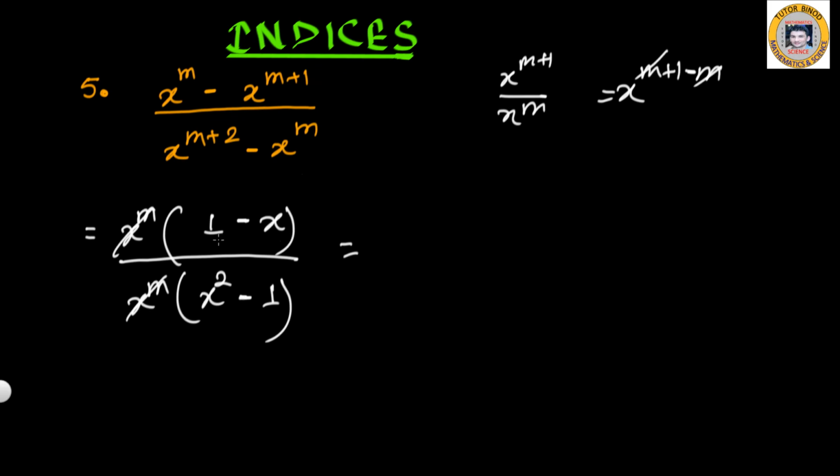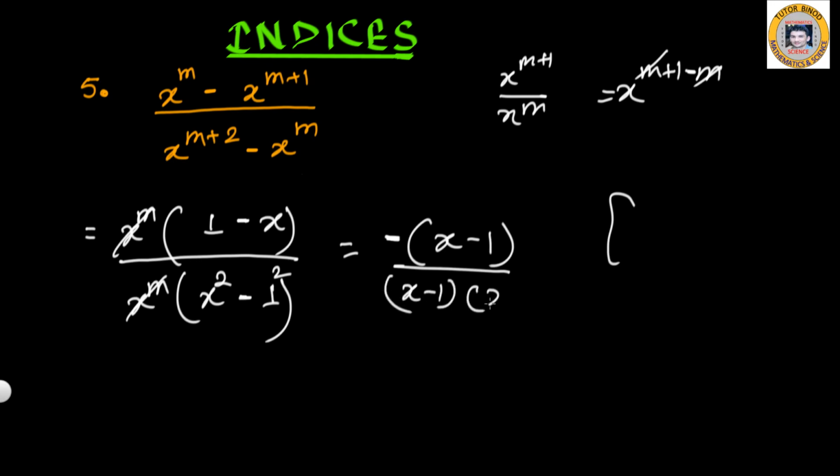So can I take -1 common from the top side so that I can get x minus 1, because the lower term is x square minus 1, which is also x square minus 1 square, and which will give me x minus 1, x plus 1. So x minus 1, x plus 1. Here we go, x minus 1 and x minus 1 is gone. So I would be having -1 over x plus 1.